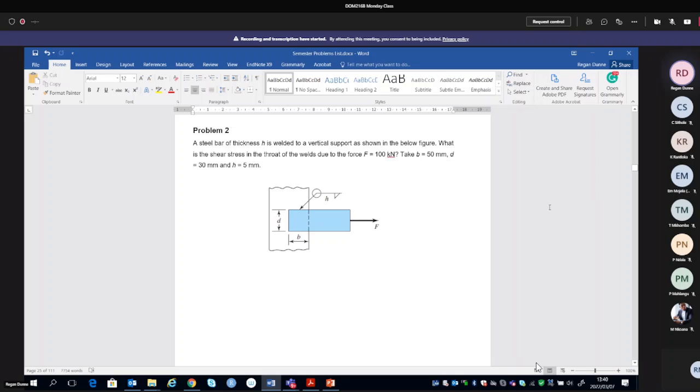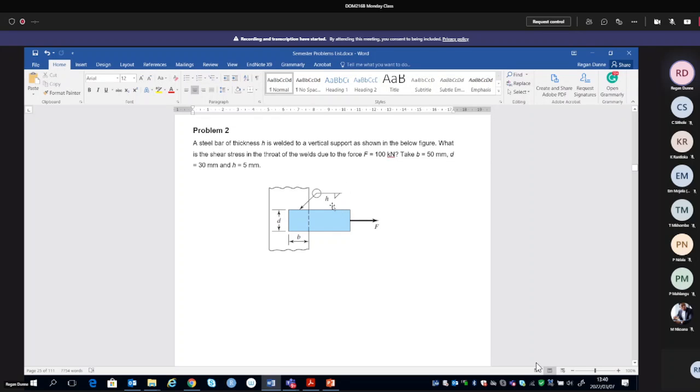The problem states: a steel bar of thickness H is welded to a vertical supporter, shown in the below figure. What is the shear stress in the throat of the weld due to the force F equals 100 kilonewton? Take B as 50 millimeters, D as 30 millimeters, H as 5 millimeters.